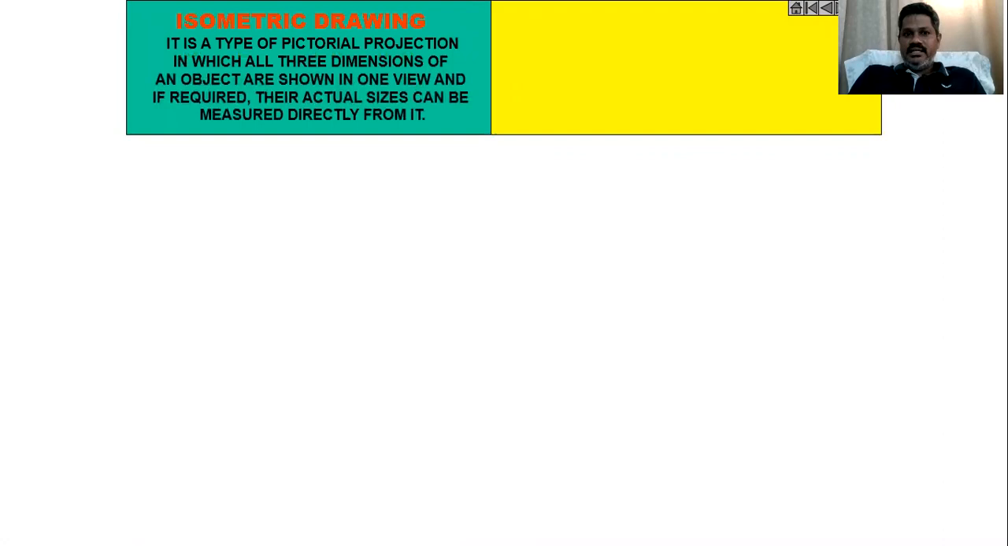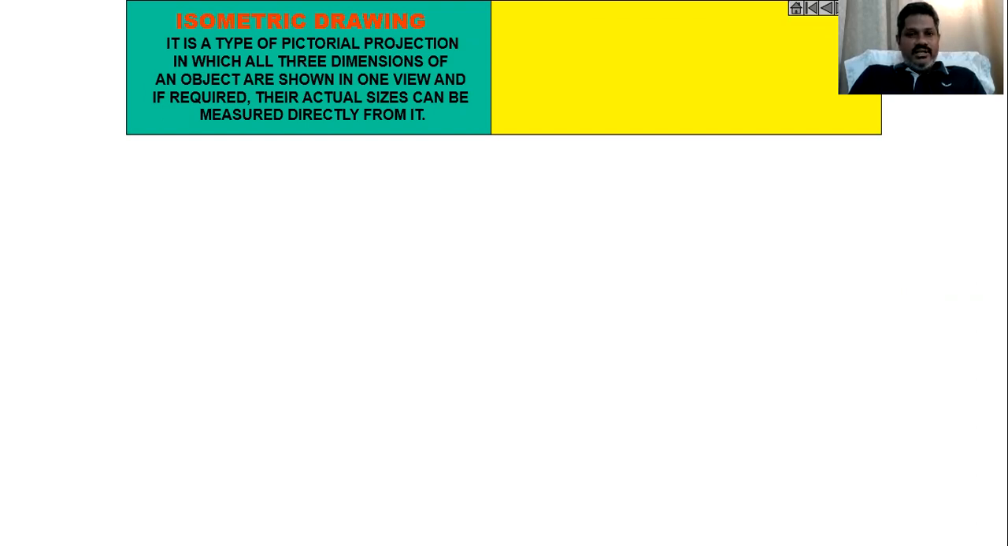An isometric view is basically the drawing which shows all the dimensions of the figure or all the dimensions of the object. That is why we require the isometric drawing. Isometric drawing is a pictorial projection which shows all the dimensions of the component in one view. For that, we require isometric drawing.